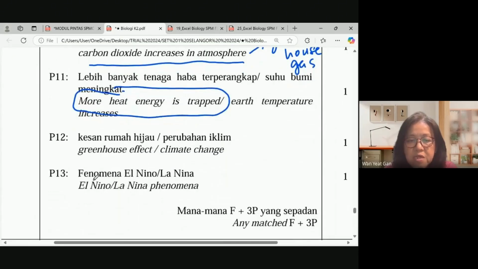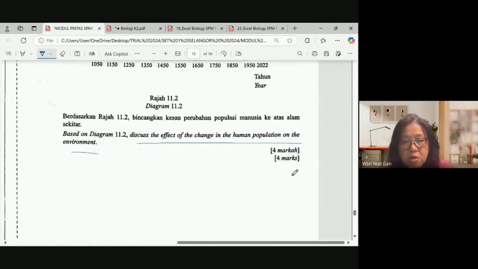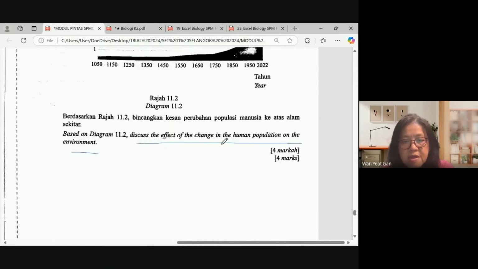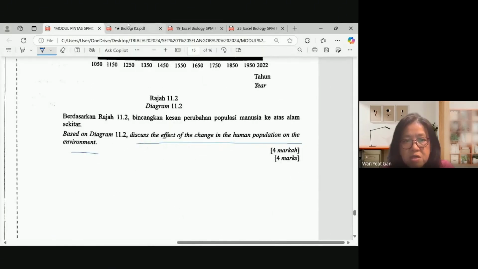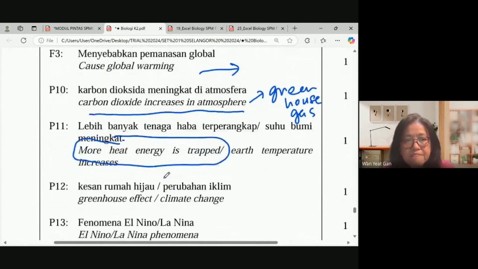So this will lead to greenhouse effect or other phenomena related to climate change, which is El Nino and La Nina. Okay, so the change in the increase in human population has a lot of impact on the environment. Okay.